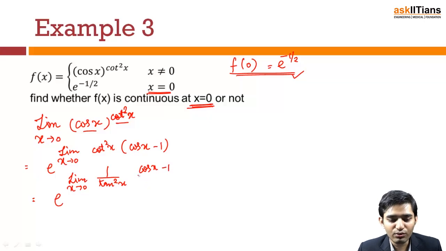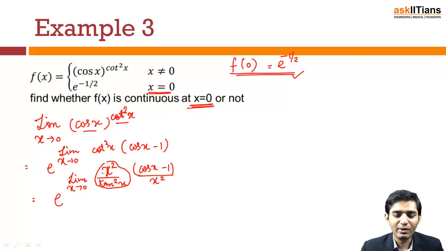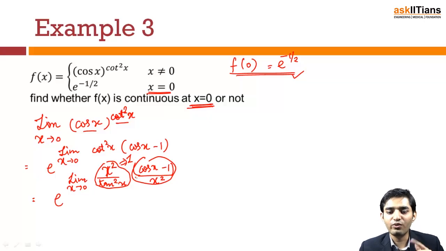Now to solve this, what will I do? I will just simply multiply by x square and divide by x square. Now what is the limit of this? Tan x by x is 1. So limit of this is 1. And what is the limit of this? 1 minus cos x by x square was 1 by 2, if you remember. This was 1 by 2. So cos x minus 1 by x square will be minus 1 by 2.